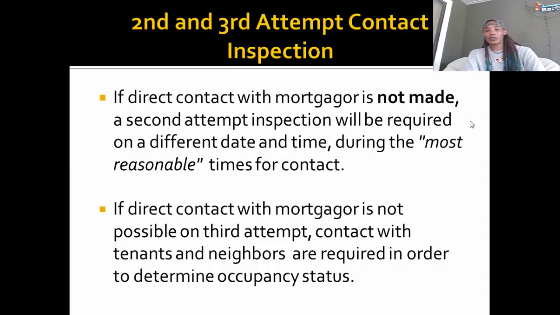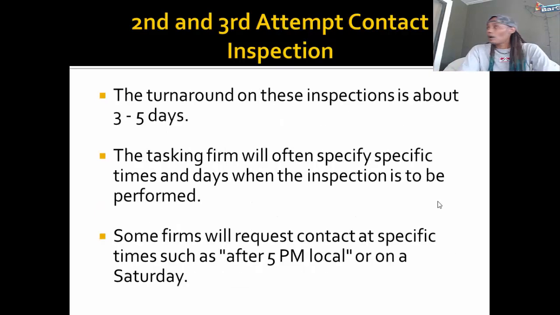So now what you want to do is proceed with your vacancy inspection. All right, so basically, if you haven't made contact with the tenants or anybody at the property, and the neighbor verified that the property is vacant, you can proceed with your vacancy inspection. All right, now for these second and third attempt contact inspections, usually the turnaround time for these inspections is around 3 to 5 days. That's the reason why I say they're somewhat in the rush category.